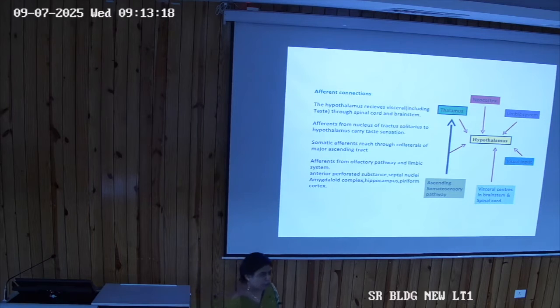So all the afferent information is coming through different areas: the neocortex, limbic system, visual input, visual centers, and ascending somatic sensory pathways. They are all giving the information. What do you mean by the limbic system? Is limbic system a separate anatomical structure?